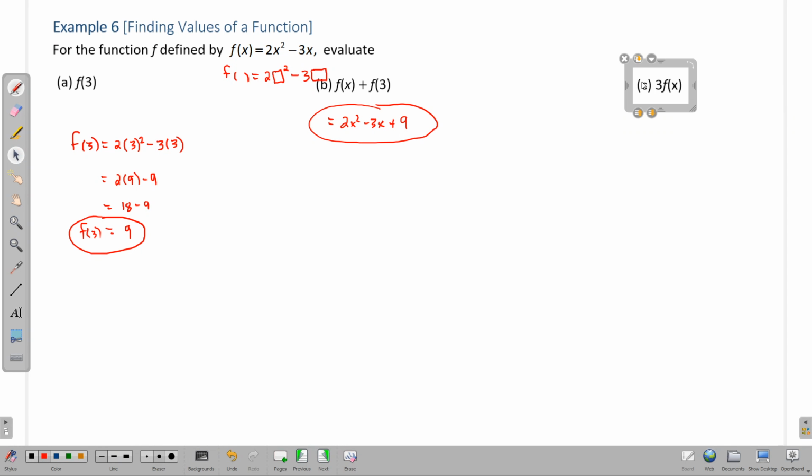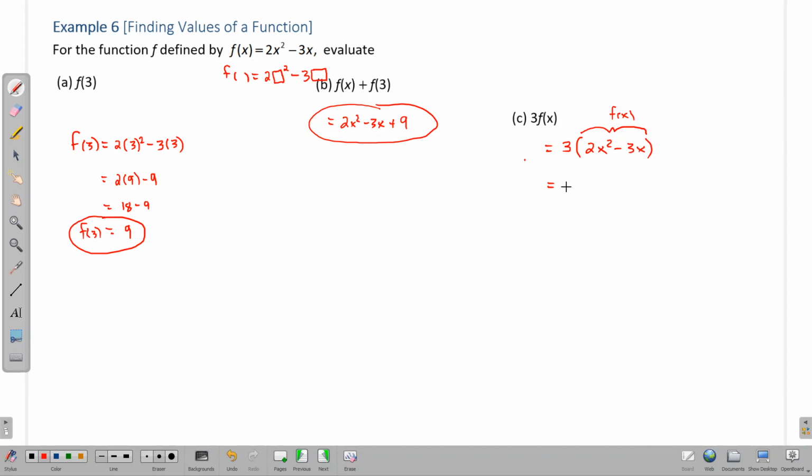Okay, so then the last one, just move it over a little bit, is 3 times f of x. So, okay, so this one, you have 3 times all of f of x. So I'm going to put f of x in parentheses, 2x squared minus 3x. 3 times f of x, right? This whole expression is your function.